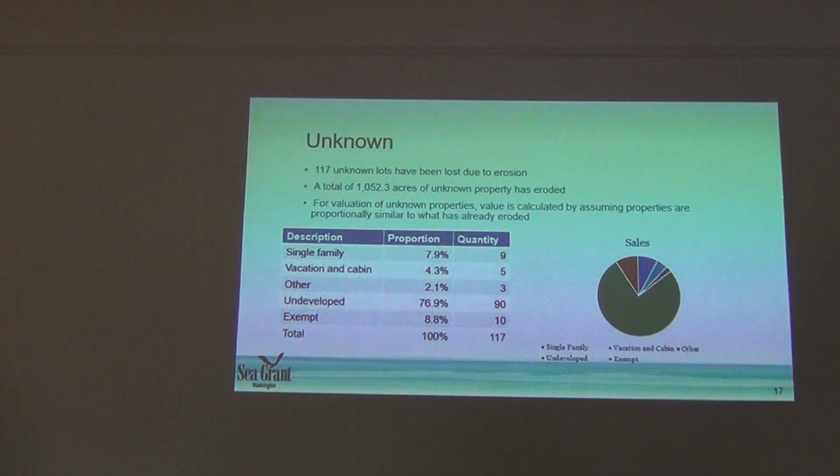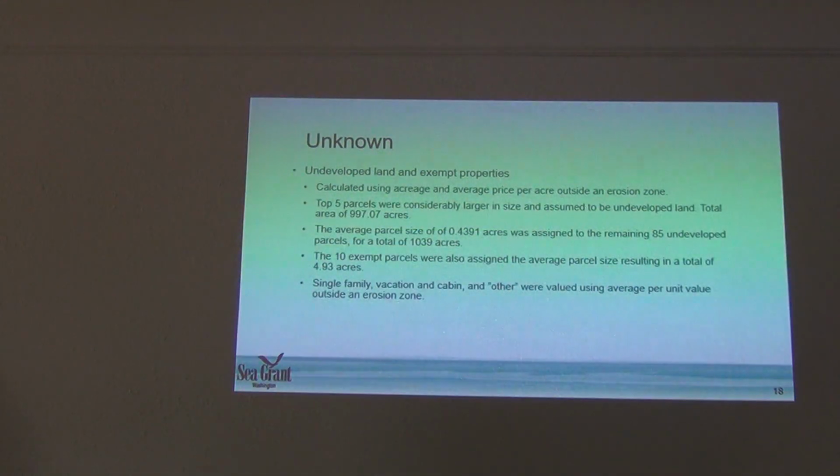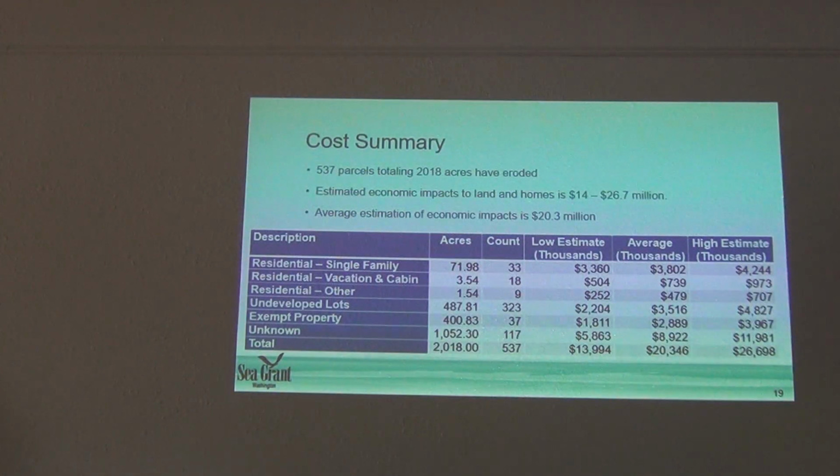For the unknown lots, I just assumed that the characteristics of the lots that they didn't have any data for matched similar characteristics to what had already been eroded. So I just assigned the same proportion to the unknown lots. If I assumed that they were all bare land, it would change the value by about $2 million. But basically, of the 117 unknown lots, we know that we lost 1,059 acres. So unknown are undeveloped, exempt properties. There's some assumptions. You can ask them about it later since we're short on time.